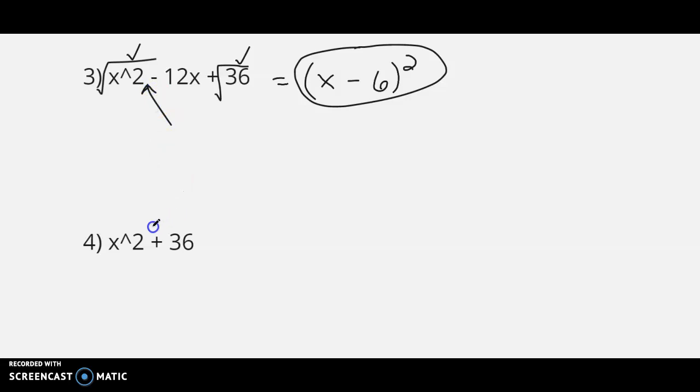Now look at number 4, x squared plus 36. It kind of looks like the difference of squares, which is another lesson, but the fact that it doesn't follow that format, it is not factorable. We're going to call this prime. This is simply prime. Cannot be factored.